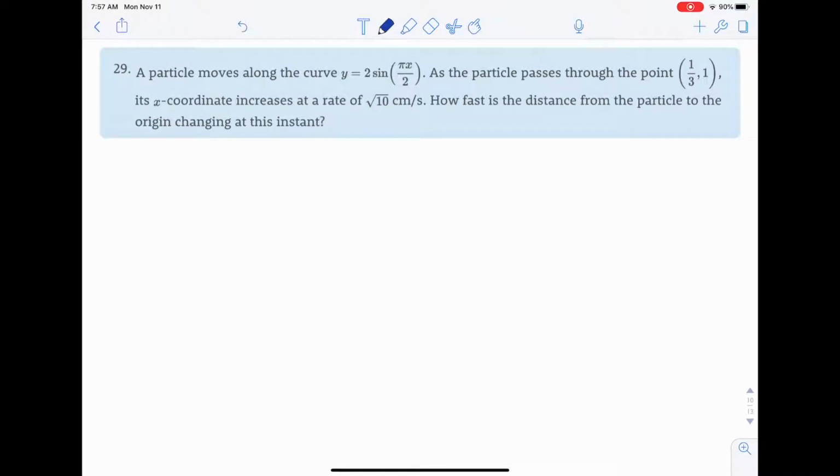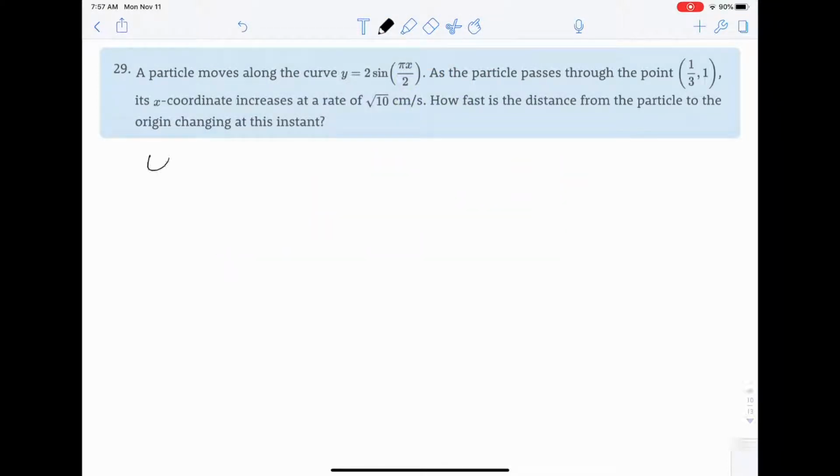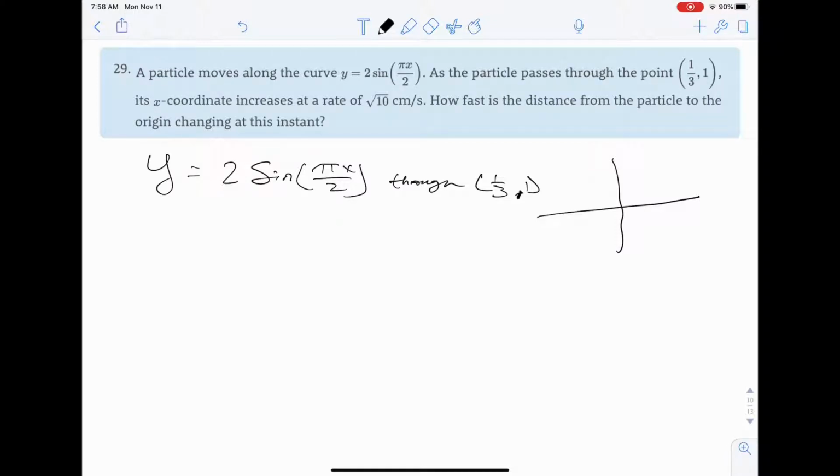Okay, so first, it'd be best to write it down. So y equals 2 sine pi x over 2, passing through 1. At first, looking at it, it's hard to tell what you're supposed to do next. So I think the best thing to do would be to draw it. So, graph. You know it's sine.